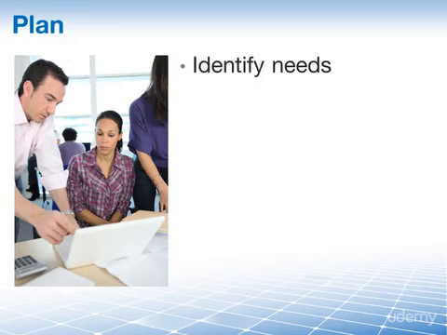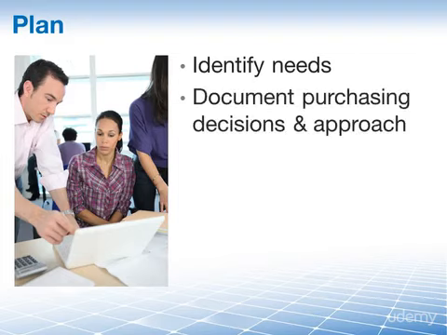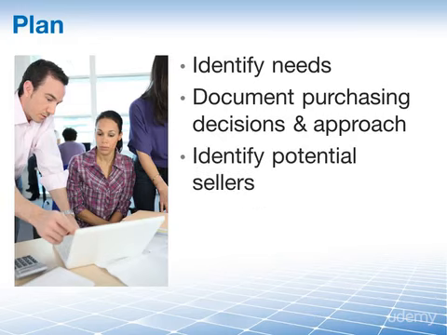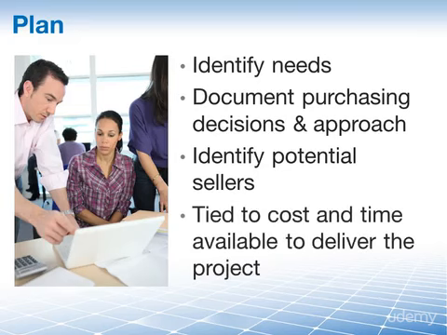In procurement management, when we plan, we do the following. We identify needs, or we figure out what products, equipment, and or services are required for the project. Then we document purchasing decisions and procurement approaches. This is where we conduct the make or buy analysis and determine what the appropriate contract type is that we should use. We identify and evaluate potential sellers. How much time and effort we are going to spend on planning procurements is tied to the cost and time available to deliver the project.